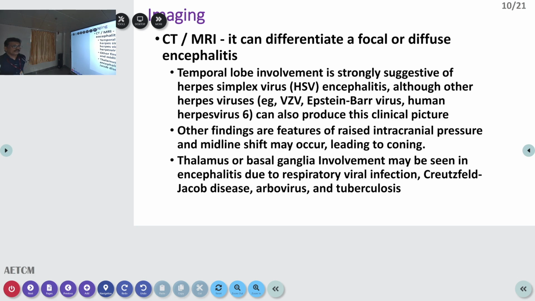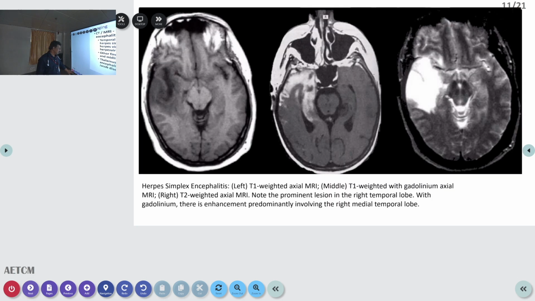Thalamus and basal ganglia involvement may be seen in encephalitis due to respiratory viral infection, Creutzfeldt-Jakob disease, that's a chronic infection, arbovirus, tuberculosis. Tuberculosis is a bacteria, but sometimes it can present like a viral infection. That is a problem. Most of the clinical features may look like encephalitis in the later stage of tuberculosis, but in the initial stage it looks like bacterial meningitis, because neck stiffness only will be the feature in that. Here you can see temporal lobe involvement in MRI.